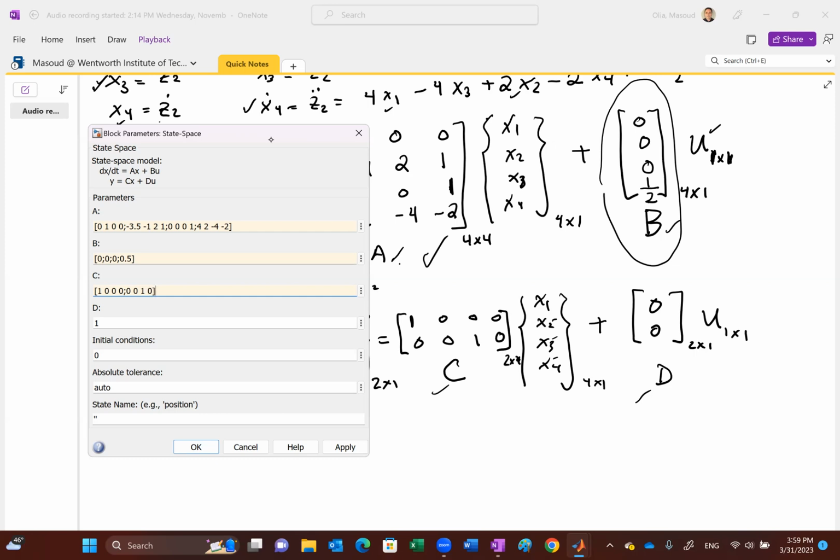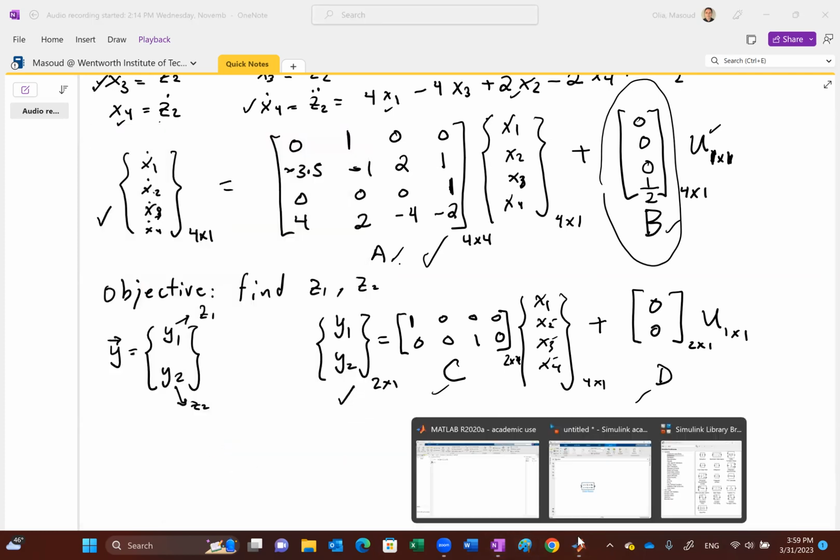Close the matrix. Now, D is very important, guys. You can't just put 0. The size of it is very important. If you mess up the size, you're going to have an error. So it has to be a 2 by 1, guys, for our problem. So 2 by 1, so 0, colon, and 0. So this should be good. I'll apply this, and I say, okay.